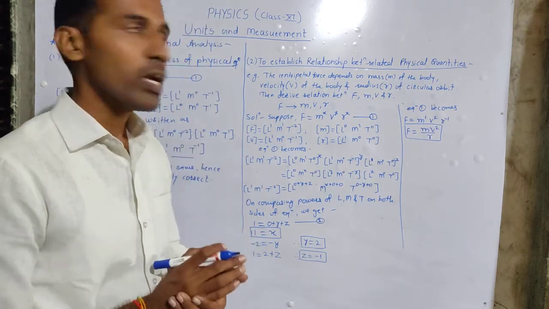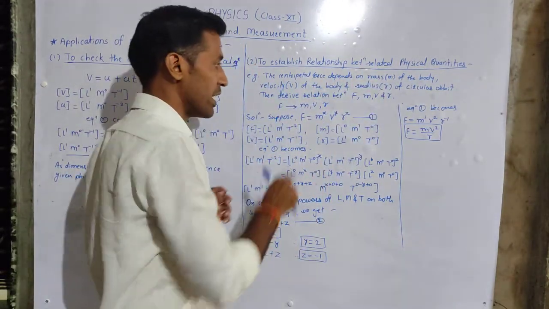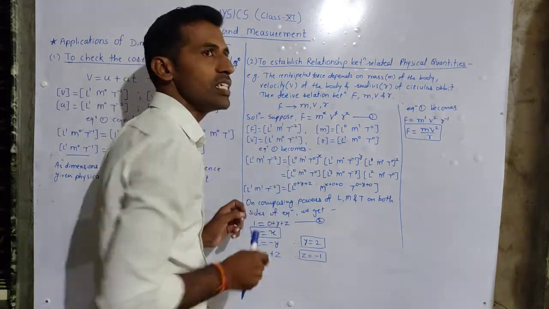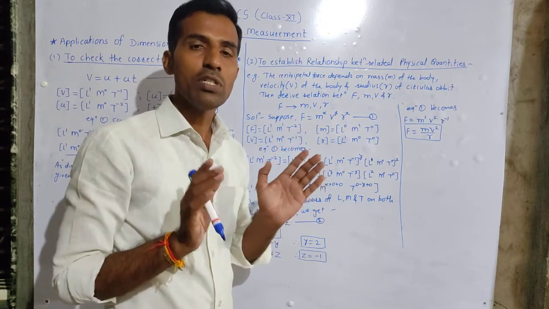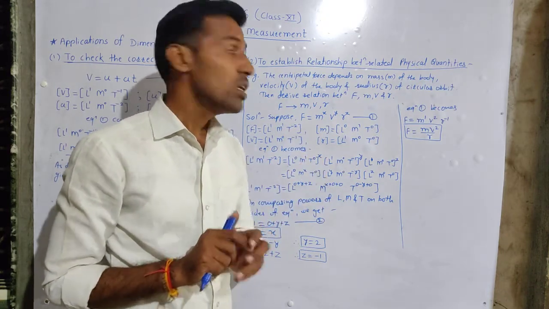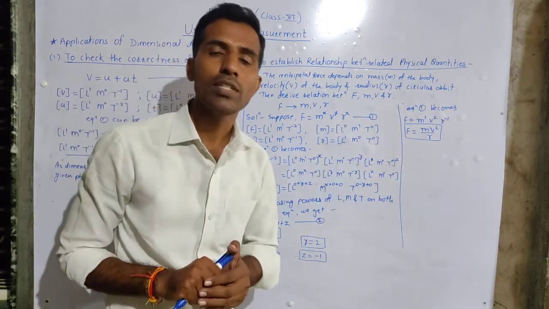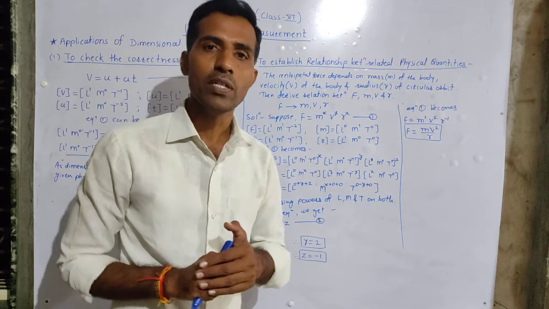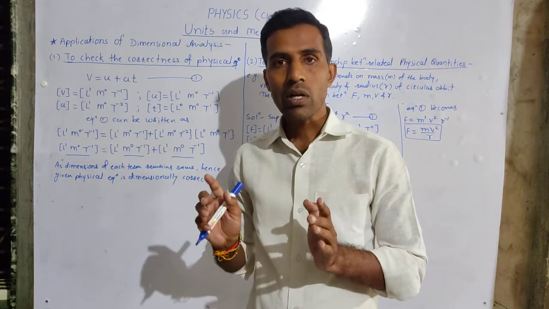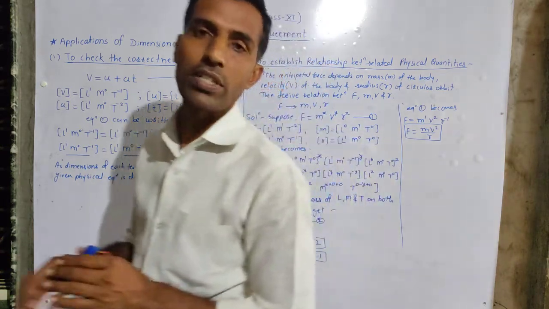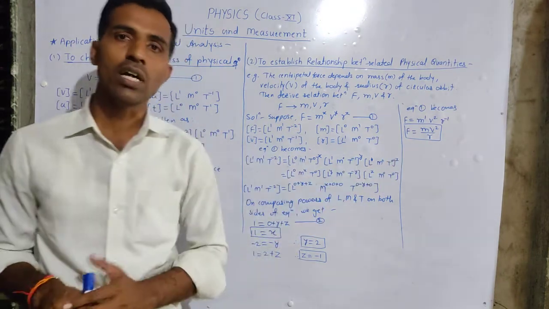In this way we have established the relationship between related physical quantities. Here force, mass, velocity and radius are related physical quantities. We just knew the related physical quantities, but we don't know the relation between them. By dimensional analysis we can find out the relation between related physical quantities. In this way we can find the relation between any physical quantities, and we can derive such physical equations.